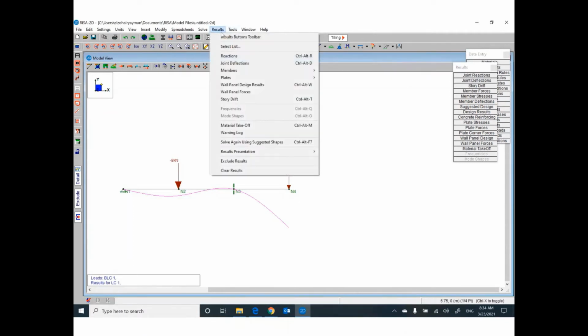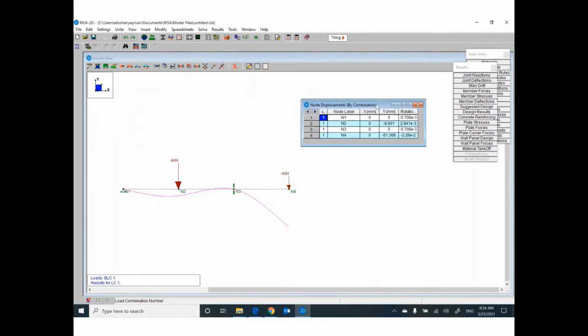If you go to results, joint deflection, here you go. Do you remember we have node number 1, node number 2, node number 3, and node number 4. Here you go. We have 4 nodes. The first node does not move in X direction, does not move in Y direction. That makes sense because node number 1 is hinge and the support hinge does not move. Node number 2 moved down. That's right. Do you agree? Guys, do you agree? Node number 2 moved down.